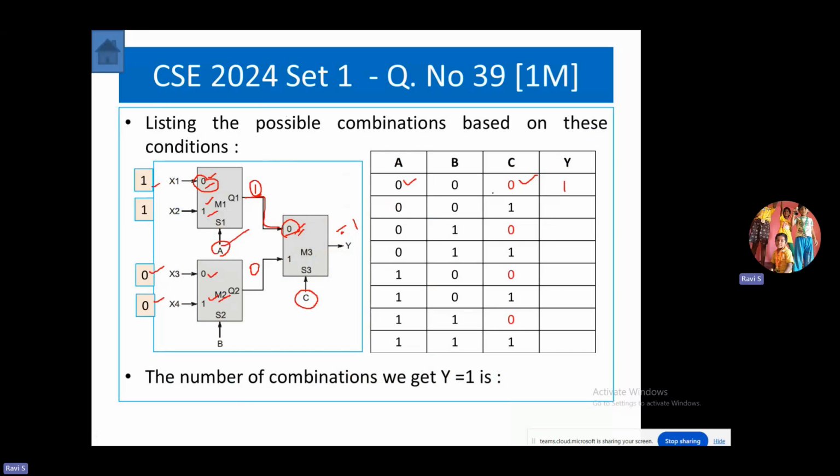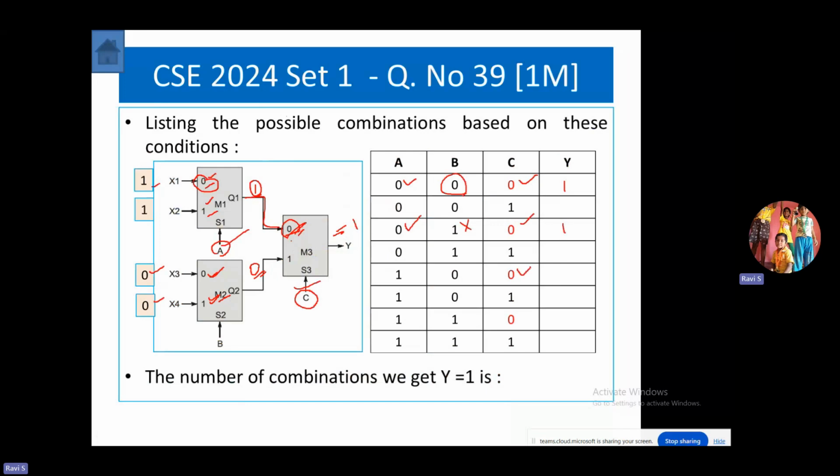Now you may have the question, what is the value of B? Whether you select B value as 0 or B value as 1, the output is not affected. Select line value is 0 means it is going to select only M1 at the output side, not M2. So whether B is 0 or B is 1, it doesn't make any difference. So when C input is 0 and A input is 0, output is going to be 1.